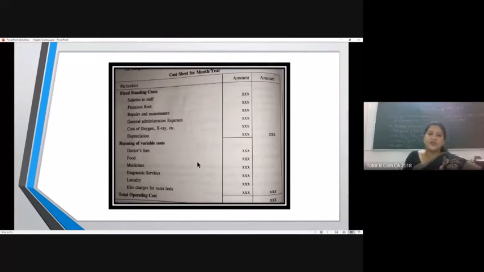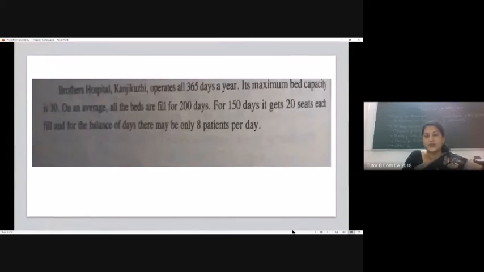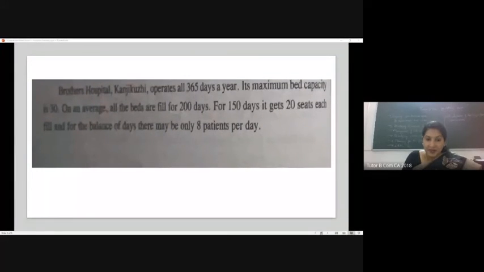Right? So these are the things which we have to remember when we go for hospital costing. Now I will share with you an exercise. You can take down this question and we are going to do it together. Okay? Can you please take down the question?